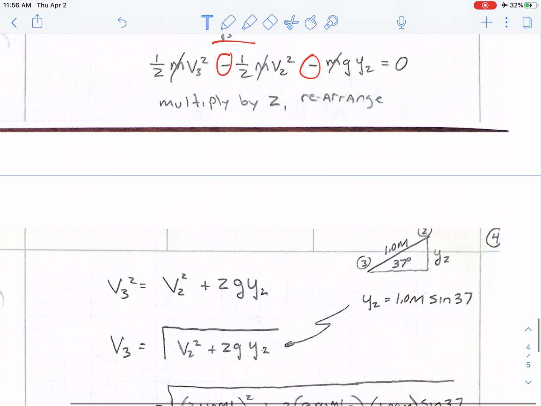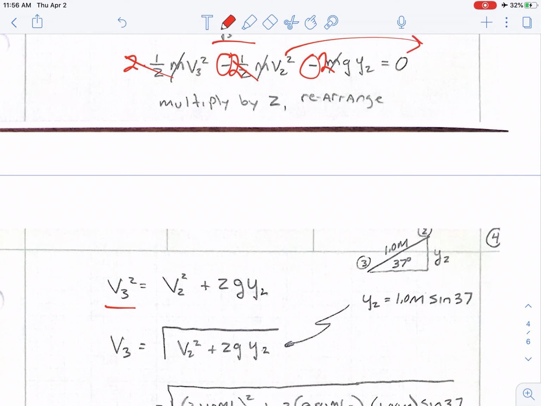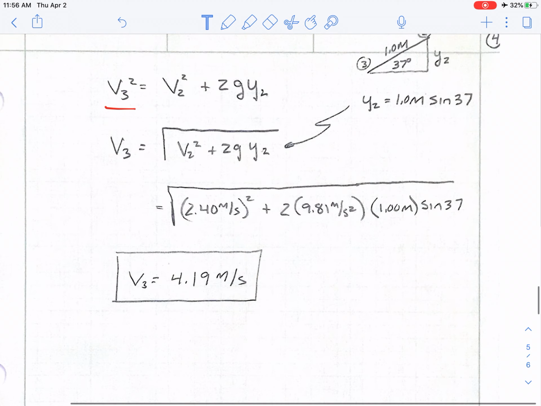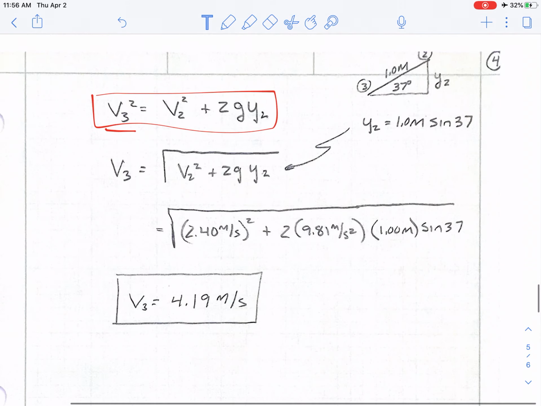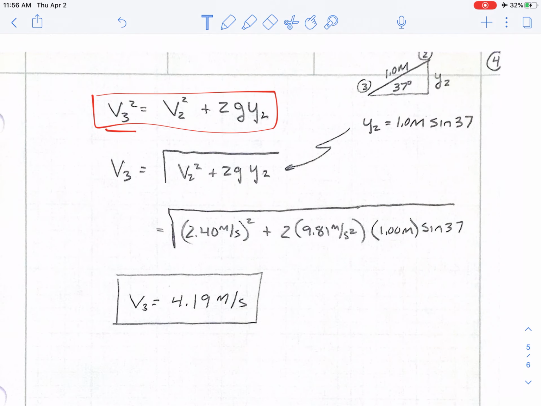Okay, so as usual, we are going to multiply by 2. Let's get rid of all those 1/2s, and these 2s are going to go away. Then the only thing left on the first term is v3 squared, and minus v2 squared, we put on the other side, and it becomes positive. We have only minus g y2 left, and we put that on the other side as well, and that becomes positive too. And this is the equation we get here. Next, let's figure out how to find v3. Take the square root of both sides, right? But the thing is, we don't know y2.